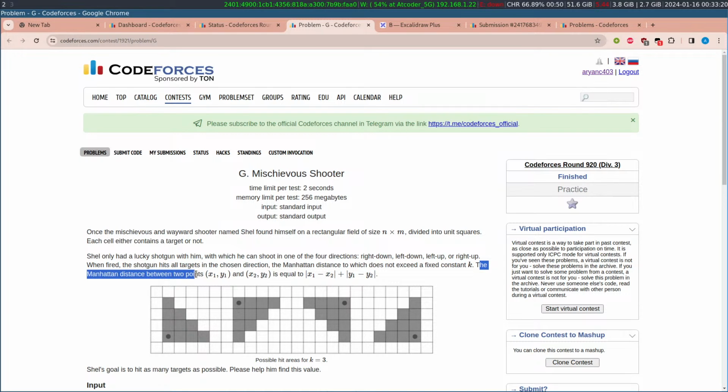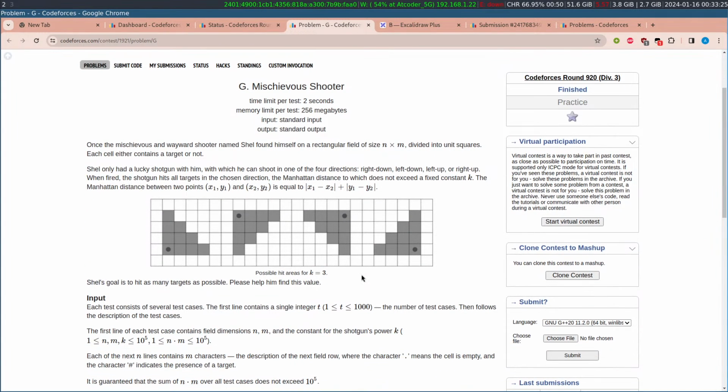The Manhattan distance between 2 points is equal to the absolute value of the difference in their x coordinate, plus the absolute value of the difference in their y coordinate. And here you are given the possible shots for k equal to 3. If this is the point, this is the area where you can hit all the targets if you choose this direction.